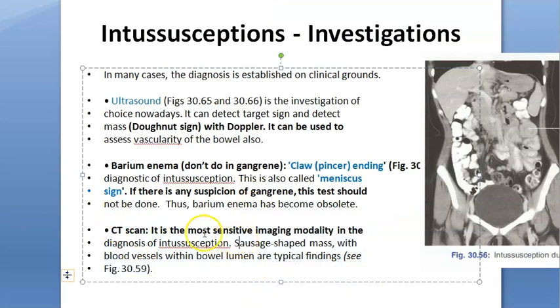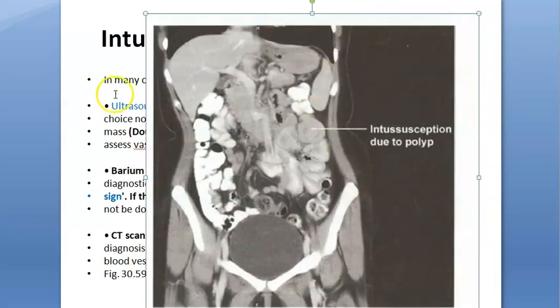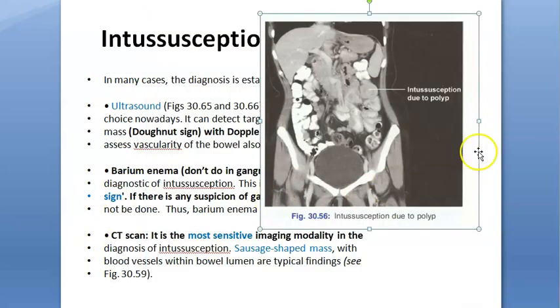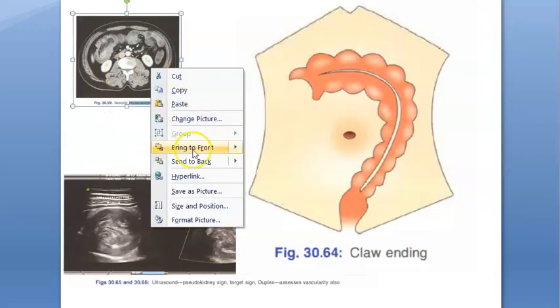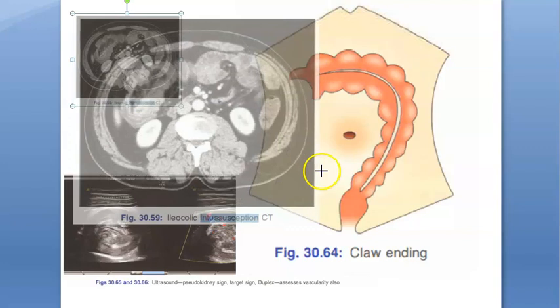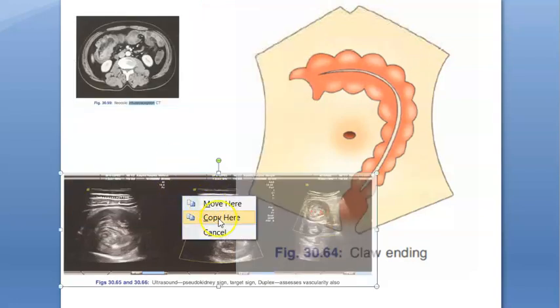CT scan. That's the most sensitive imaging modality in the diagnosis. Which is most sensitive? Most sensitive is CT scan. Sausage-shaped mass with blood vessels within the bowel lumen are typical findings. Is this a CT? Yeah, it is a CT. You can see an intussusception. You can see the target, that kind of a round inside round, but this is the intussusception due to a polyp they are seeing. And here, let's look at this image. What is this image? It's a CT. So they're showing you an intussusception. Okay. And this one.